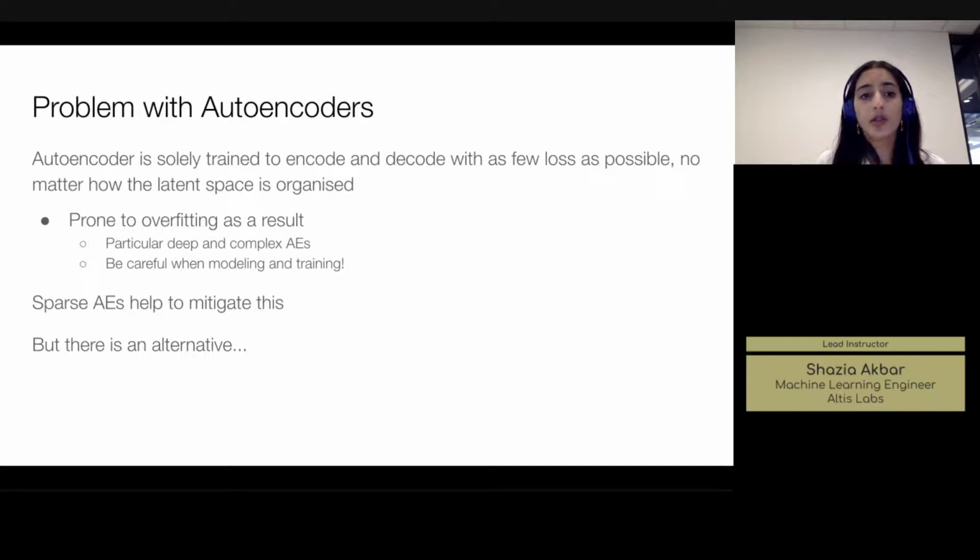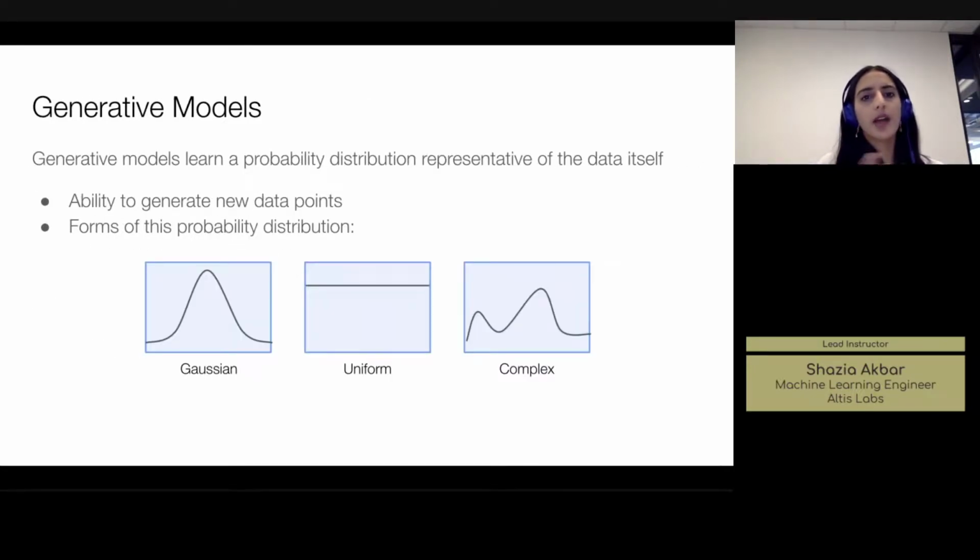So sparse autoencoders help to mitigate this by avoiding the overfitting problem, as I mentioned earlier. It works in a similar manner to dropout, in that it makes sure that not a single neuron is taking all of the weight within the network itself and accomplishing one or more tasks by itself, but rather that many neurons are working together. But there is another alternative to autoencoders, and that's going to be the next part of this talk. So we're going to touch on generative models now.